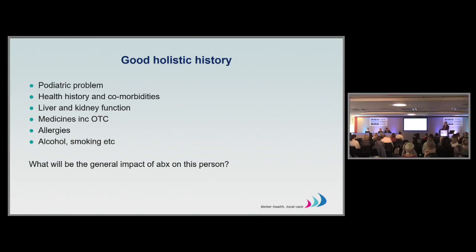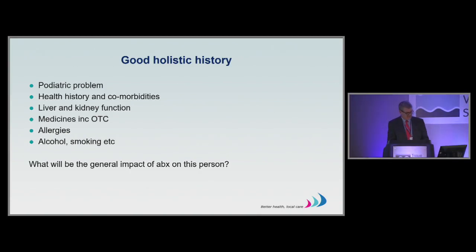So yeah, it's key to have that good holistic history. Look at the problem presenting, look at the infection that's there, look at other comorbidities they've got, look at the liver and kidney function, any other medicines they're taking over the counter, any allergies, if they're smokers or they're drinking alcohol, the interaction with metronidazole and so forth, and what will be the general impact of antibiotics on this patient and what your plan is to manage the infection.